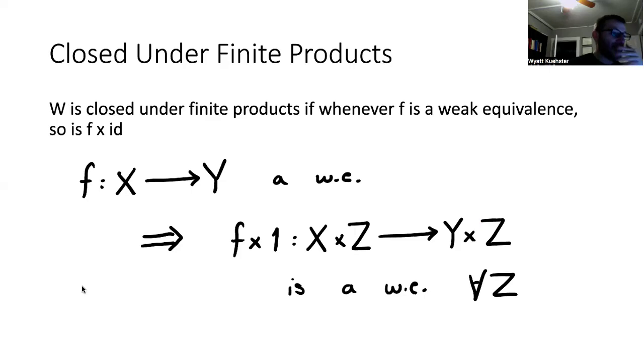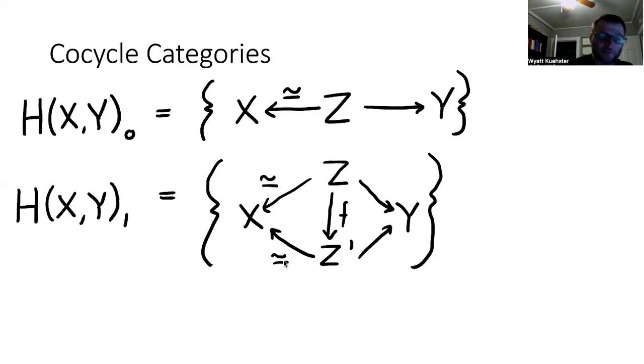Okay, and then the other extra property we're going to ask for, besides right proper, is closed under finite products. So the weak equivalences of a model category are said to be closed under finite products if whenever I have f a weak equivalence and I take the product with the identity map on any object Z, that's still a weak equivalence for any Z. That's closed under finite products.